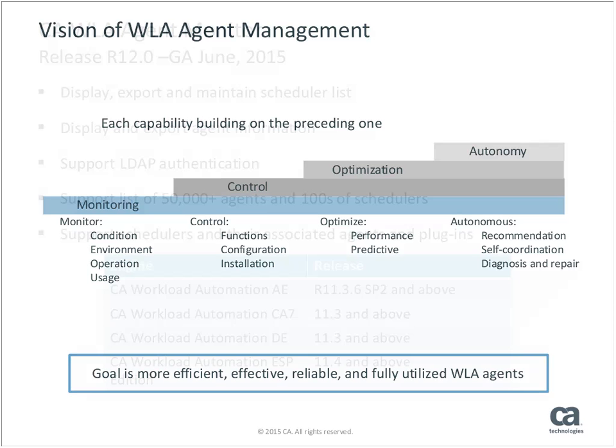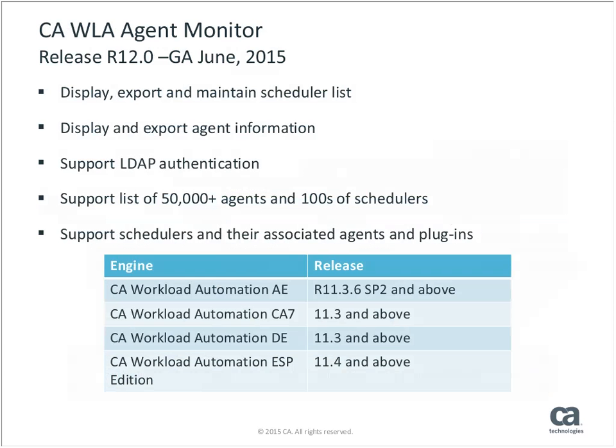So having said all of that, today in R12, which went GA last month, June of 2015, you can actually display, export, and maintain the list of all the schedulers that you have. So if you're using Autosys, and if you have 5 different Autosys instances running, you'll be able to display all of them. You'll be able to export the details. You'll be able to maintain it. If you add a new Autosys instance, you can do that.